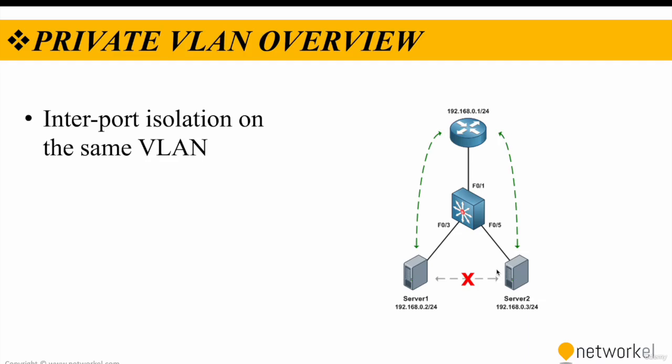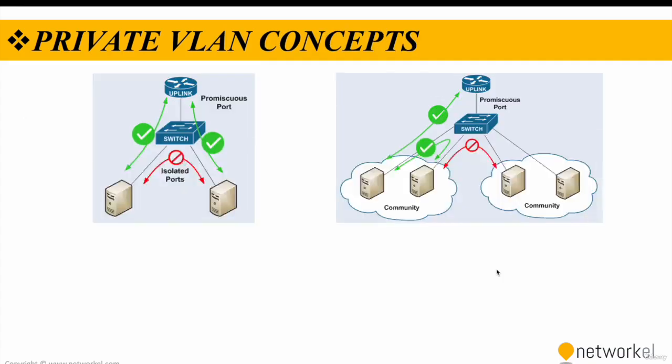Devices within the same private VLAN can be isolated from each other, preventing direct communication between them while still allowing them to communicate with a designated common gateway or server. So private VLAN provides additional security by restricting how devices within a VLAN interact with each other, guys.